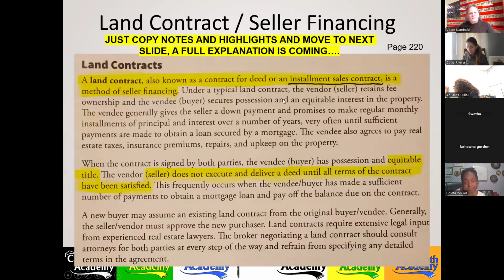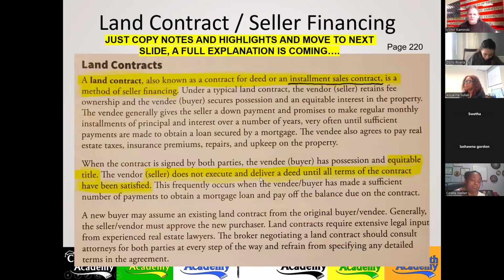All right, so land contracts. I already gave you a better definition of a land contract, but here, this is good enough. A land contract is also known as a contract for deed or an installment sales contract. It's a method of seller financing. And then we'll highlight equitable title.